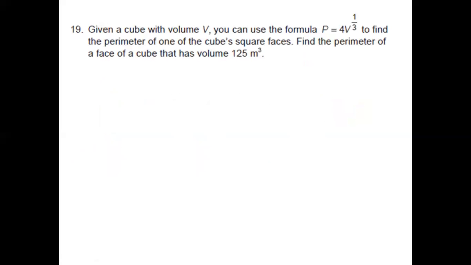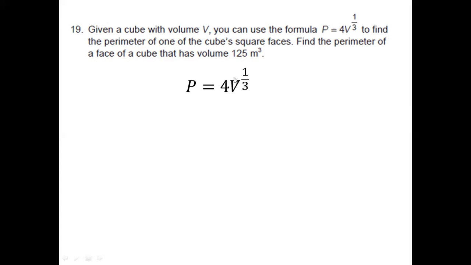Okay, the next question is a problem solving one. It is much easier than the other questions. Given a cube with volume V, you can use the formula P equals 4V to the power of 1 over 3 to find the perimeter of one of the cube's square faces. Find the perimeter of a face of a cube that has a volume of 125 meter cube. So this is the equation they gave us. P is equal to 4V to the power of 1 over 3.